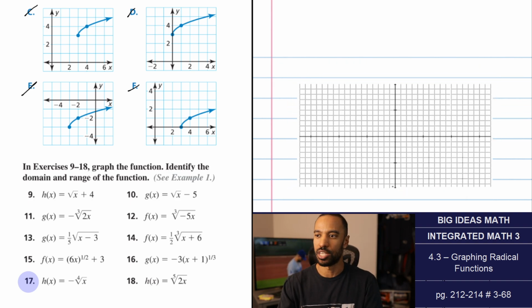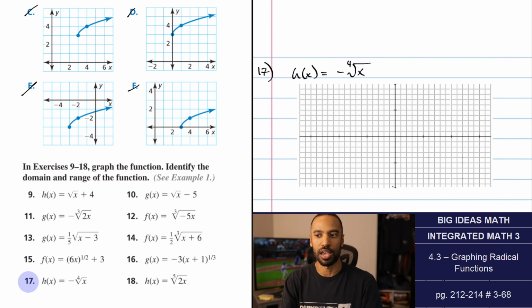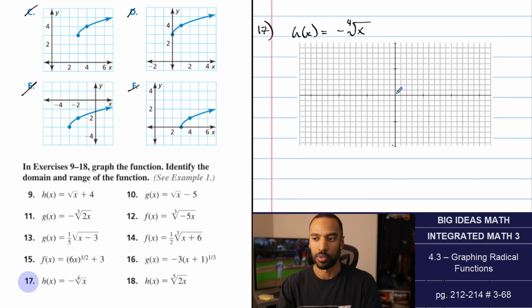Now, number 17, you can use a table all you like to. H of x equals negative fourth root of x. Now, first of all, we never saw even negative square roots, so let's just talk square roots. Our square root graphs would normally go like this. So a negative square root would, of course, flip over. We would instead go this way, right? That would be a negative square root.